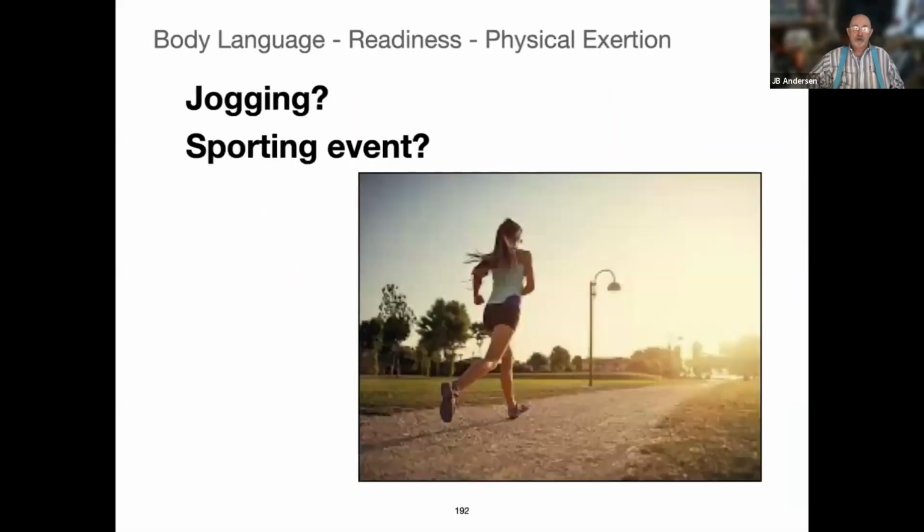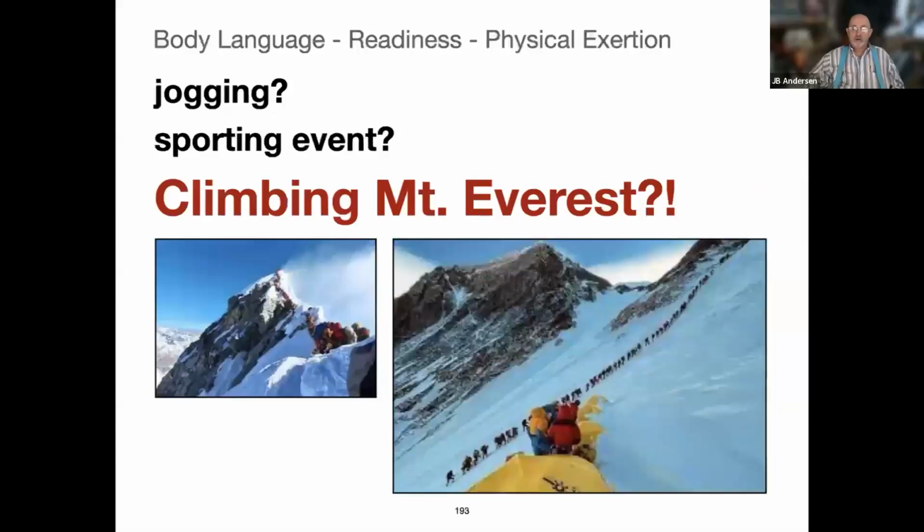Physical exertion, jogging, a sporting event, climbing Mount Everest. There's people climbing Mount Everest. You can do this. People take up collections. It costs like $30,000 to $60,000 by the time you get there and pay the guides and get the right equipment and everything. And sometimes you'll see people, hey, I'm collecting money for my Mount Everest climb. Can you contribute $10, please?